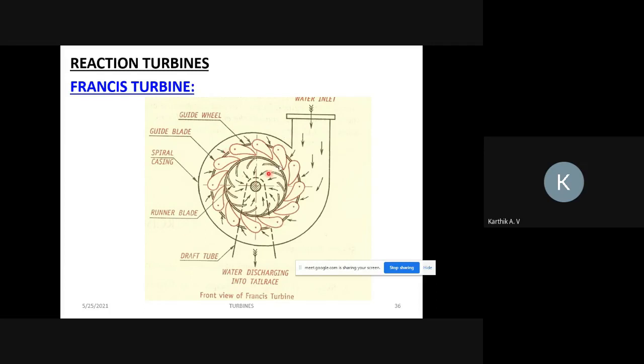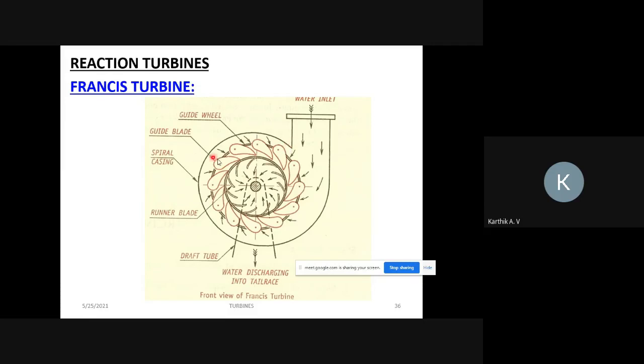So this is the working principle. Initially, water comes from the penstock. A low to medium head of water is enough. Head is nothing but the level of water. A medium head of water is enough for this Francis turbine. So the water comes and initially hits the casing. Here the casing's area reduces, so the pressure increases.